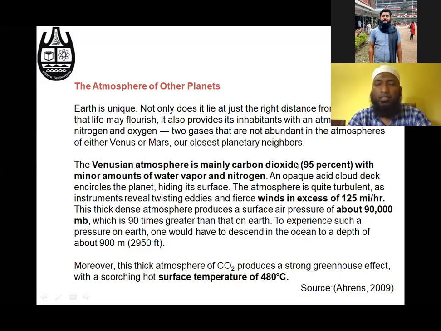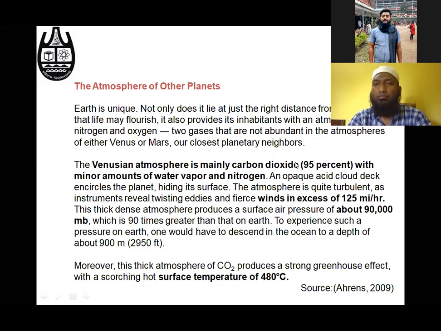First of all, we should know that our Earth is unique. Unique in a sense of its position, and due to its position we have a different set of characteristics that our atmosphere has, and that is very suitable for not only human beings but also other living organisms. So the atmosphere of the Earth system has main components of nitrogen and oxygen.